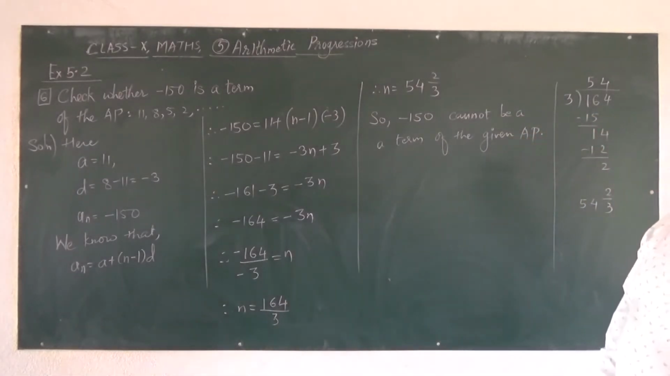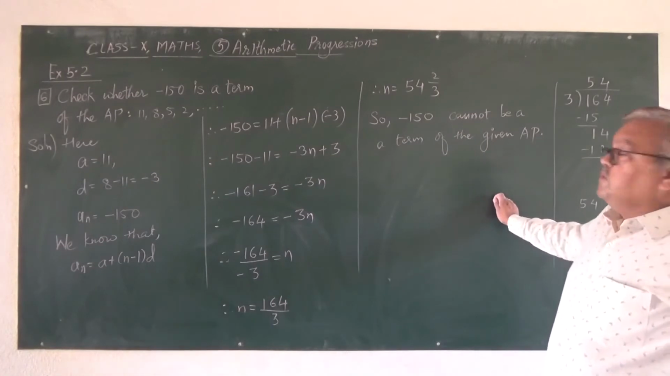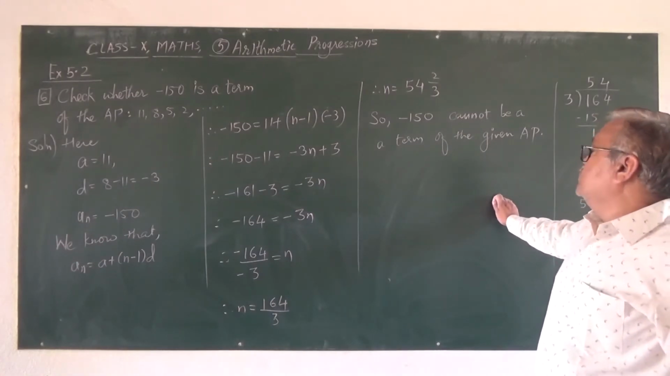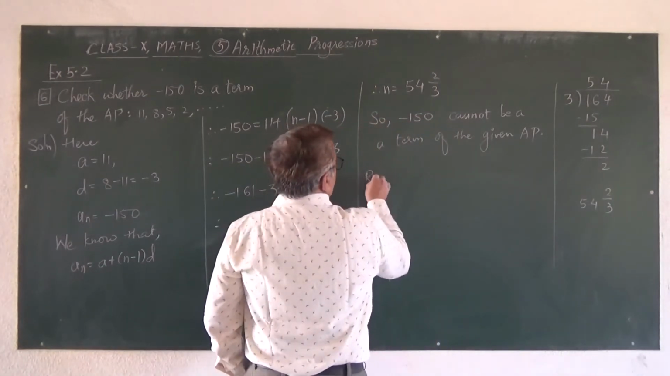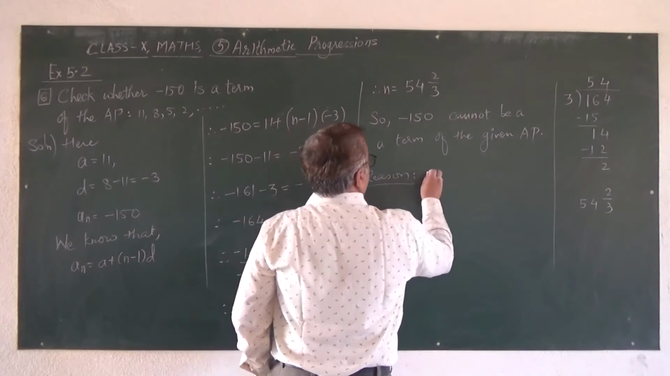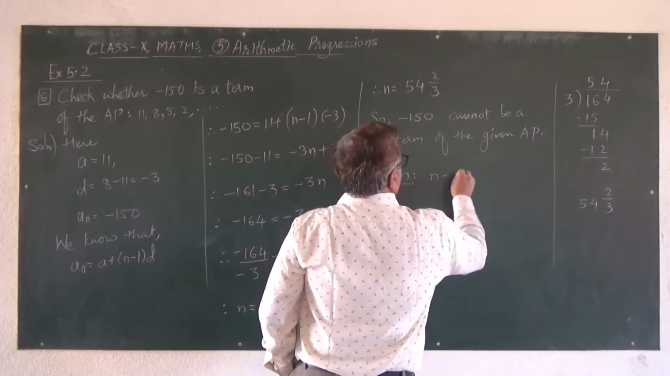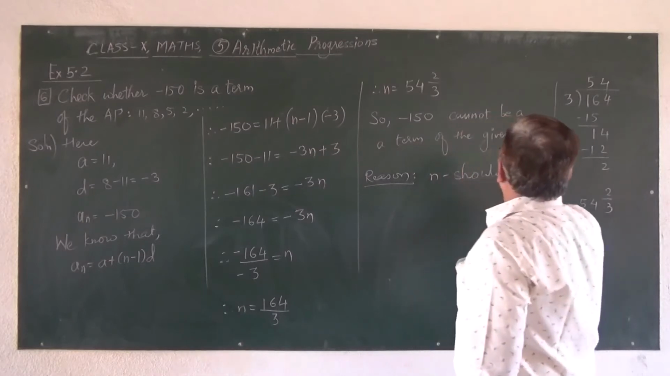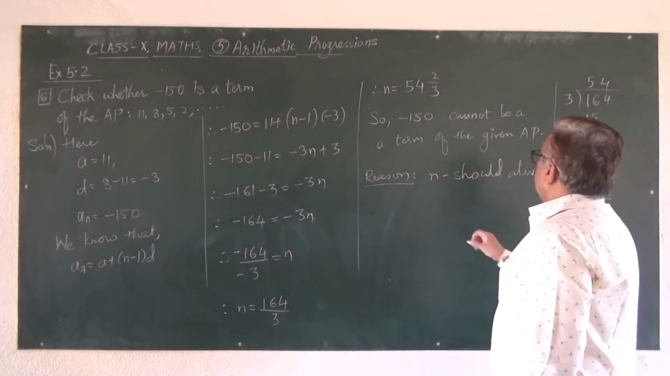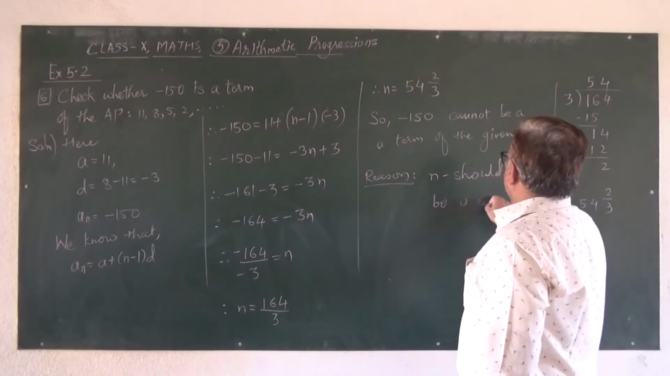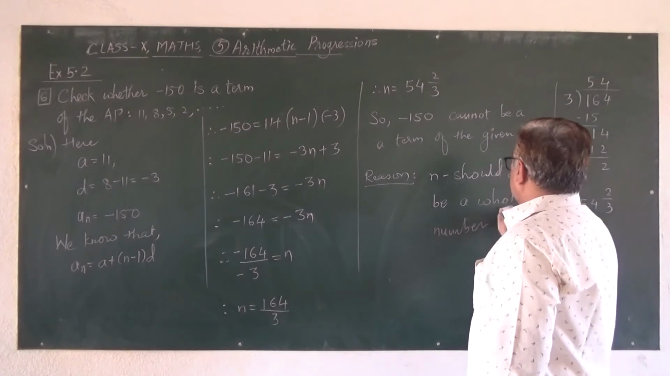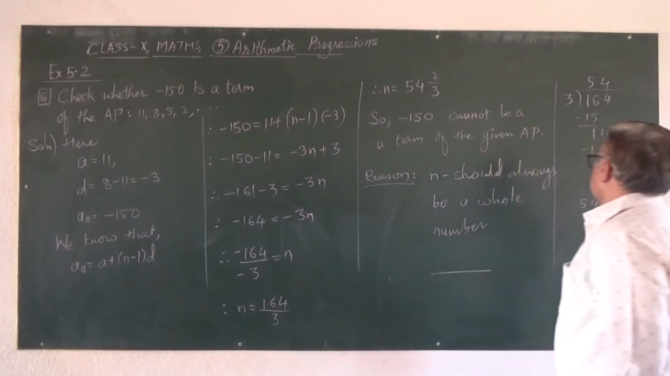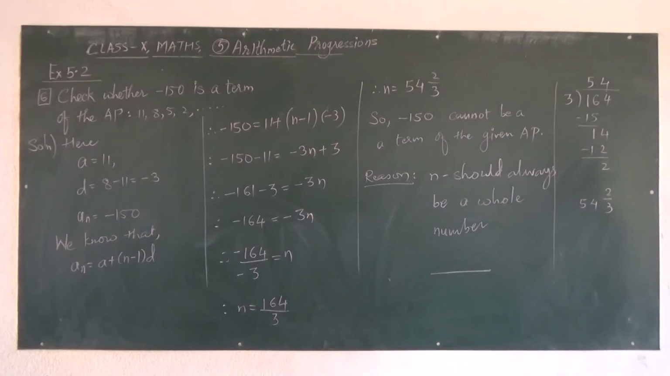Reason, what is the reason? The value of n should always be a whole number. Reason: n should always be a whole number. Hope you have understood this.